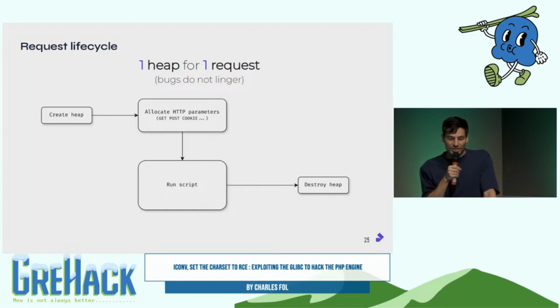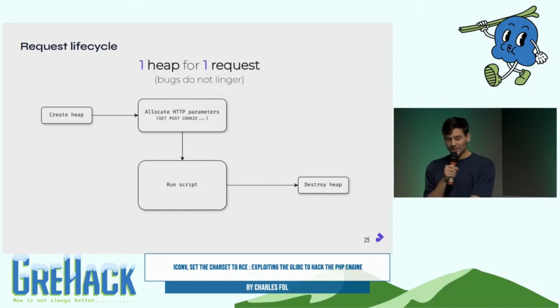Well, the main reason is that you have a one heap for one request policy in PHP. It's not a security measure, but every time you send an HTTP request, it will create a heap, allocate your HTTP parameters, so get, post, cookies, etc., into the heap. Then it will run the script, which means that it will compile the scripts that are used by your script, and the scripts that are used by those scripts. So that's thousands of allocations. And then it will run the script, and then it will destroy the heap entirely.